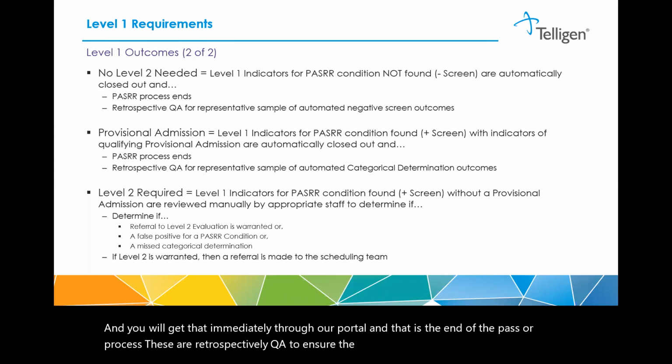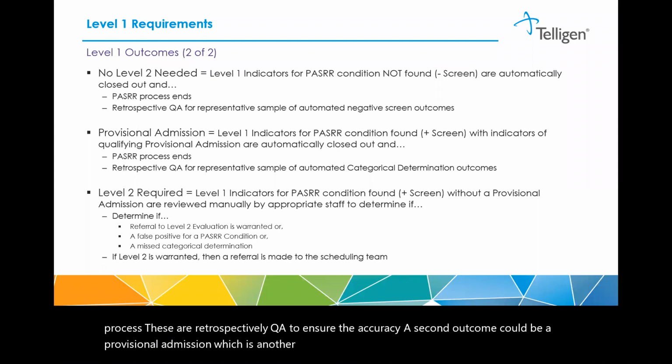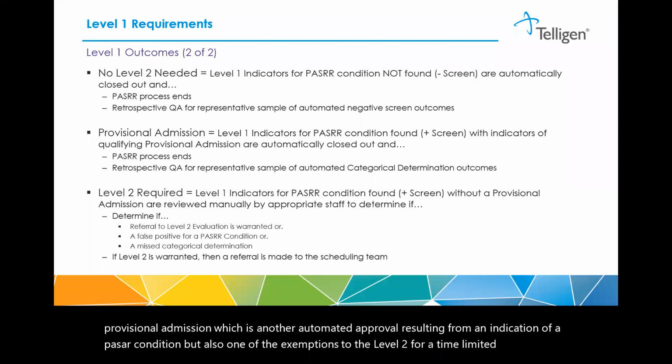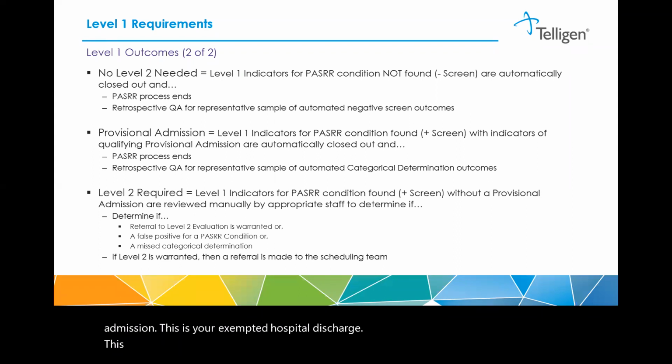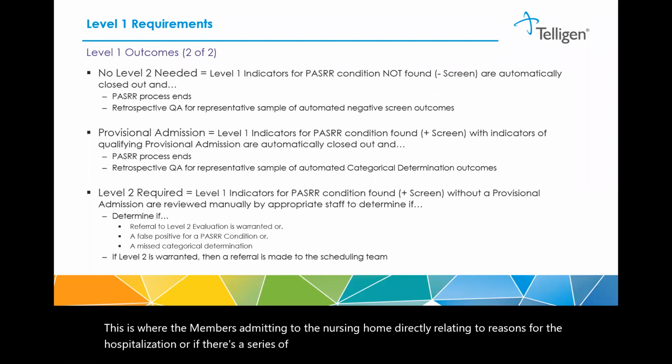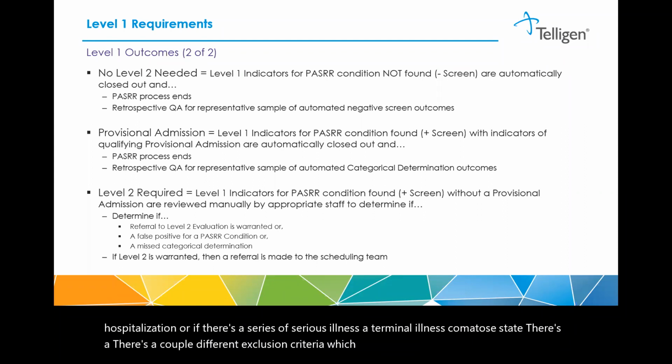A second outcome could be a provisional admission, which is another automated approval resulting from an indication of a PASRR condition, but also one of the exemptions to the level two for a time limited period. These are the previous categorical determinations, just the name is changed to provisional admission. This is your exempted hospital discharge. This is where the member is admitting to the nursing home directly relating to reasons for the hospitalization, or if there's a serious illness, a terminal illness, comatose state. There's a couple different exclusion criteria which we'll cover. So that would be an automated provisional admission if you indicated one of those options.